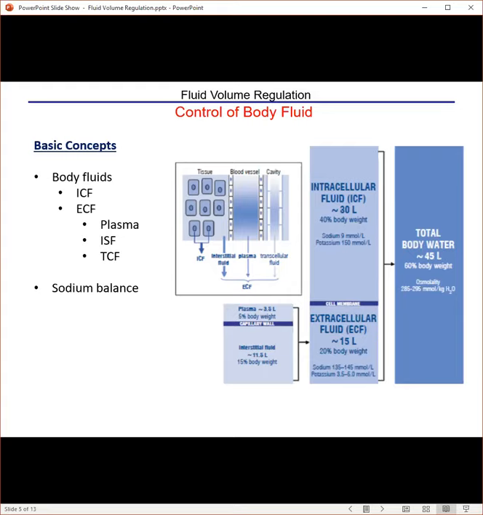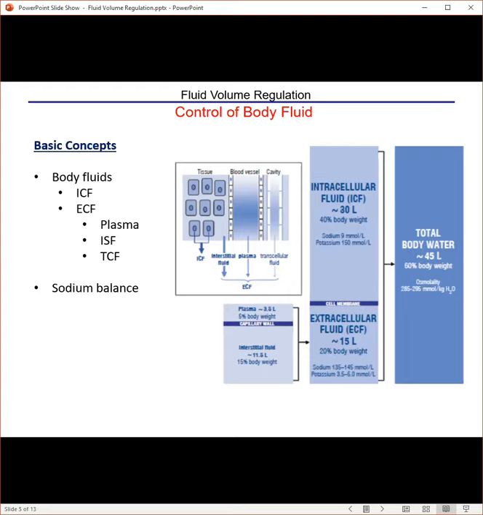So in general, the rule of thumb is that 1/3 of the total body water is extracellular fluid. So it's about 15 liters in a typical 70 kilogram male, and 2/3 is ICF, your intracellular fluid, comprised of the different components of your ICF, as I mentioned earlier. And this is about 30 liters in a 70 kilogram male.